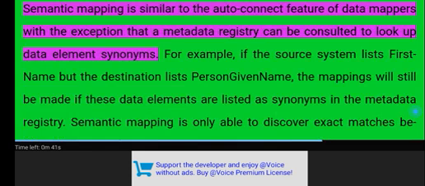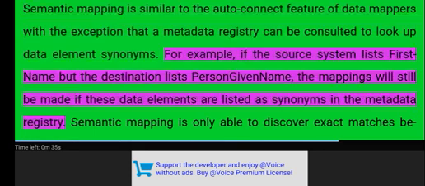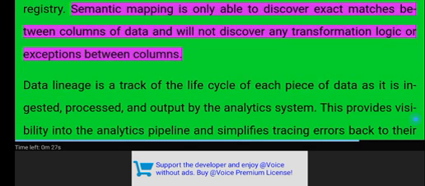Semantic mapping. Semantic mapping is similar to the auto-connect feature of data mappers, with the exception that a metadata registry can be consulted to look up data element synonyms. For example, if the source system lists first name but the destination lists person given name, the mappings will still be made if these data elements are listed as synonyms in the metadata registry. Semantic mapping is only able to discover exact matches between columns of data and will not discover any transformation logic or exceptions between columns.